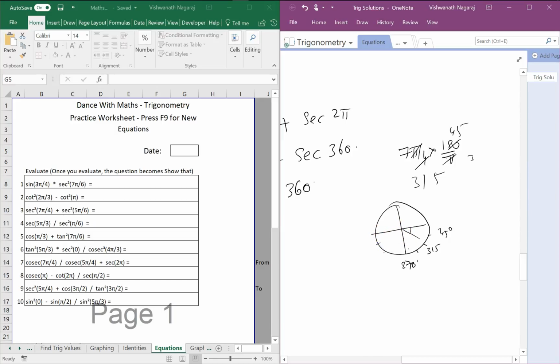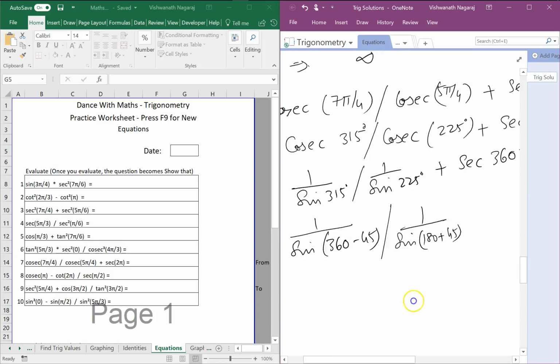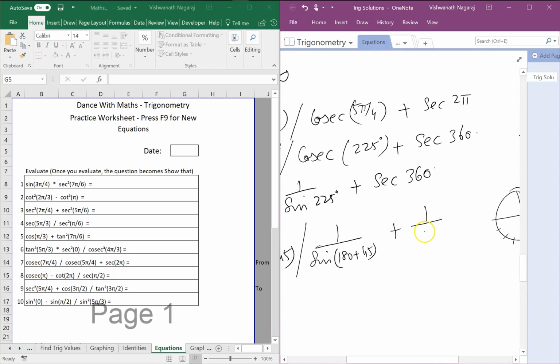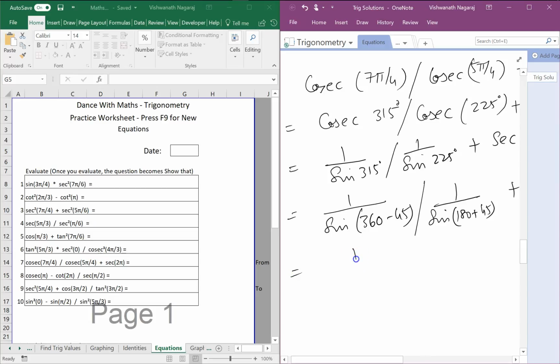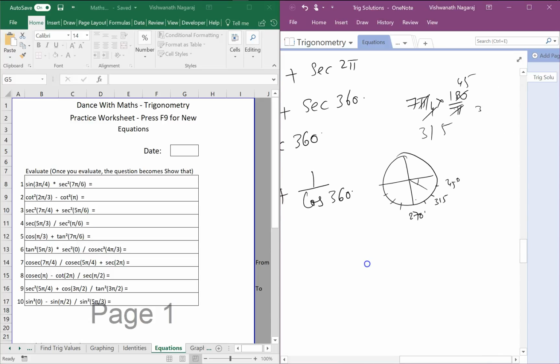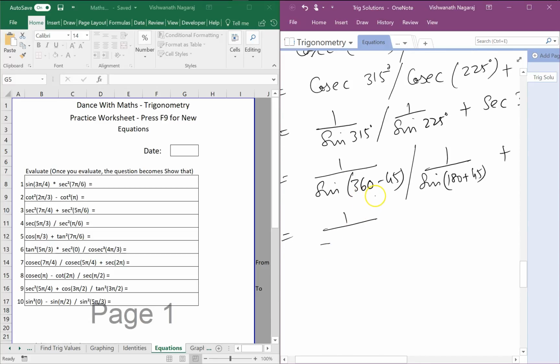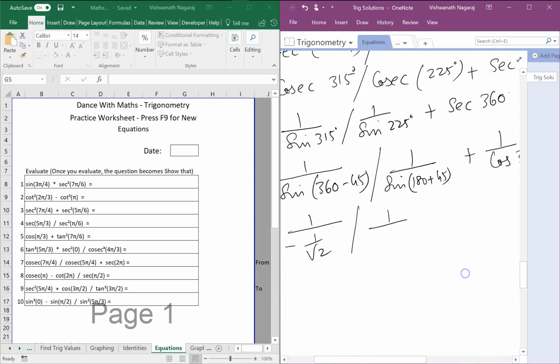180, 210, 225, 240. So again reference angle is sine 180 plus 45 plus sec is 1 by cos 360. Now 360 minus 45. So 45 angle is what? Third quadrant. So it will be negative. Now, sine 45 is how much? Sine 45 is 1 by root 2 divided by sine 45. Oh, this is fourth quadrant. So it will be negative.